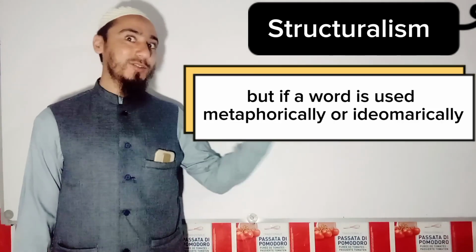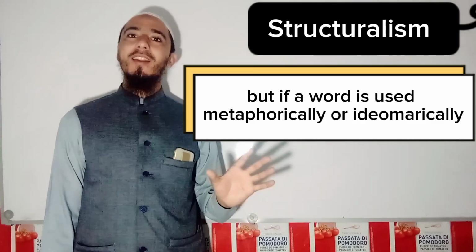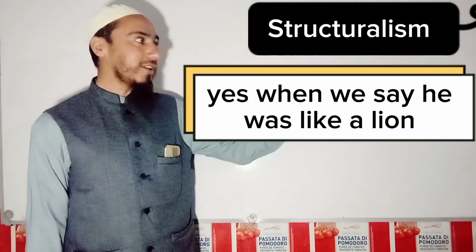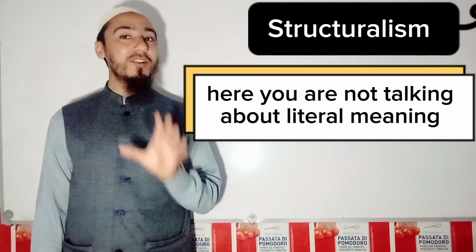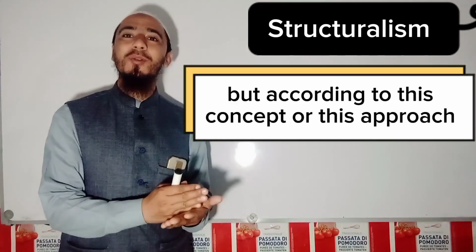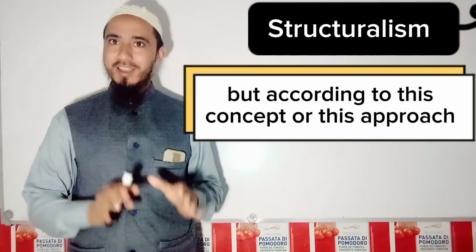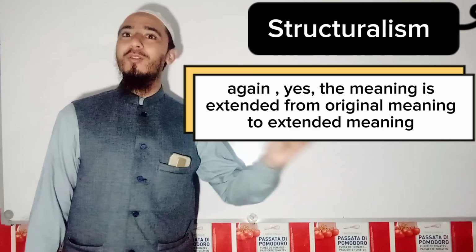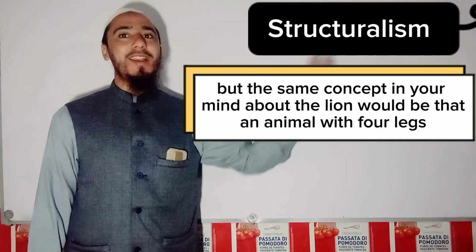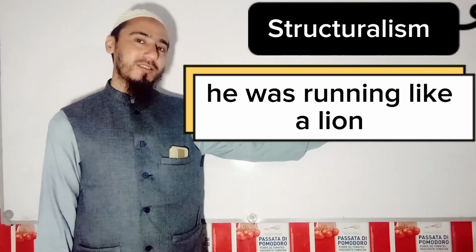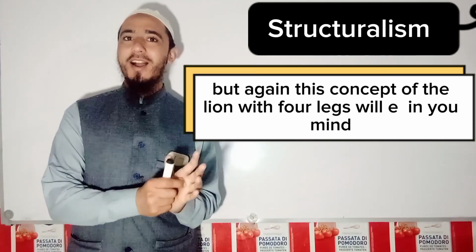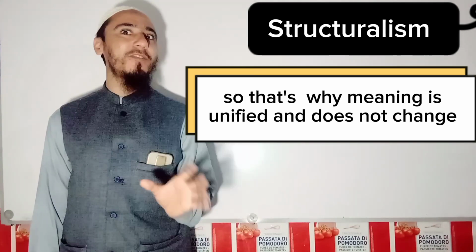But if a word is used metaphorically or idiomatically, then that is called extended meaning. When we say that he was like a lion, here you are not talking about literal meaning. Here you are talking about metaphorical meaning. Here it seems like the meaning of the word is changed, but according to this approach, yes, the meaning is extended from original meaning to extended meaning, but the same concept in your mind about that lion would be an animal with four legs. For example, if you say he was running like a lion, it means he was very brave. But again, this concept of the lion with four legs will be in your mind. So that's why meaning is unified and does not change.